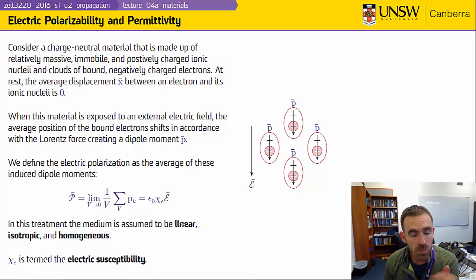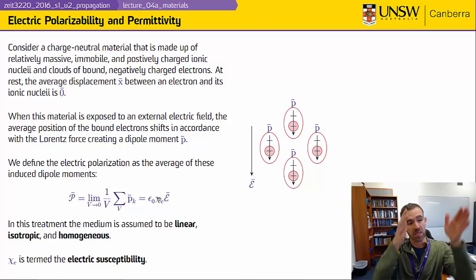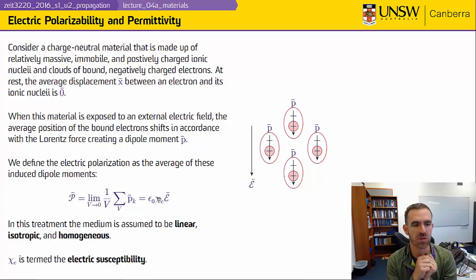By linear, we mean that if I double the applied electric field, I'm going to double the induced polarization. By isotropic, we mean that the direction of the P vector is parallel to the direction of the E vector. And by homogeneous, we mean that this susceptibility is constant in space, or at least over a region of space. I can have a boundary between materials with different susceptibilities, but over a region of space, the susceptibility is constant.